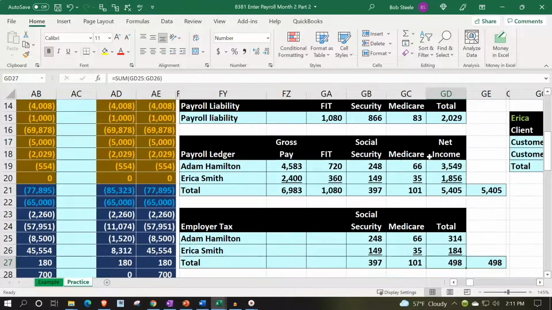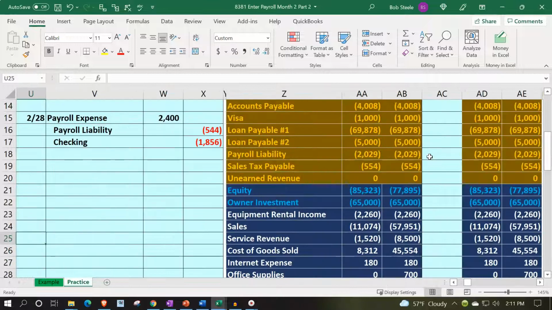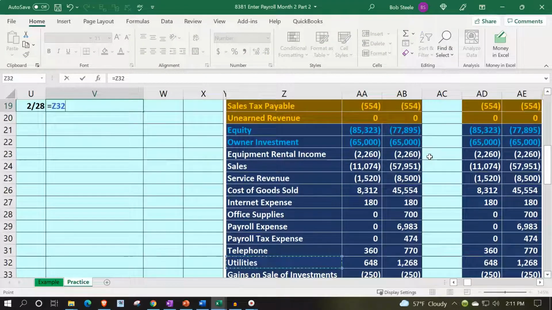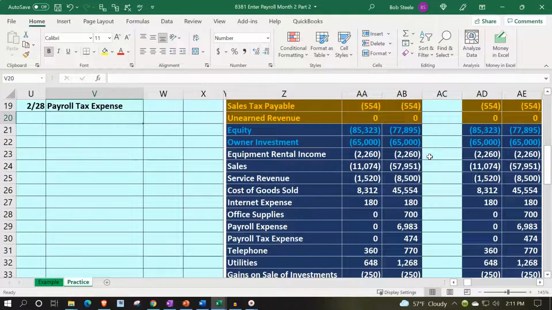Okay, so now let's do the employer journal entry. The employer tax, 228. We would also incur, and I would put this in another expense account to break out the employer taxes as opposed to the employee payroll information.